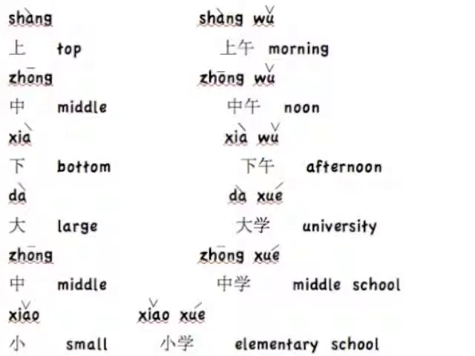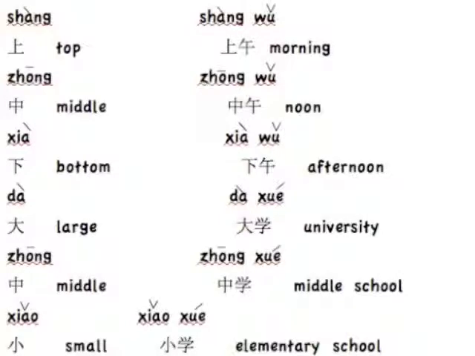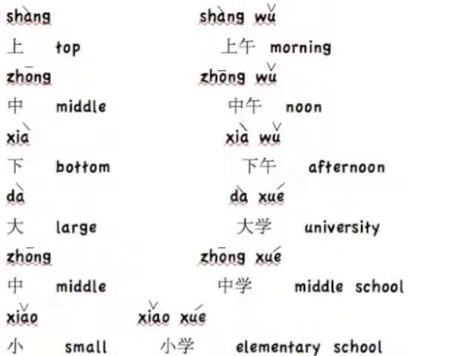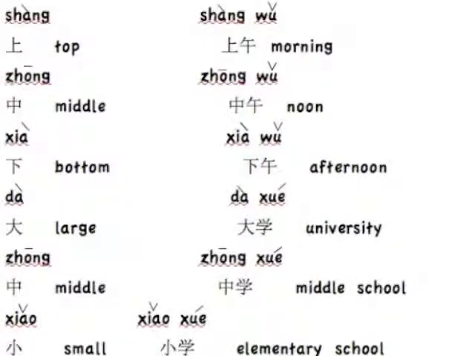上 means top, 中 means middle, 下 means bottom. 上午 means morning, 中午 means noon, 下午 means afternoon. So we can see that we use top, middle, bottom to show the position of the sun, and then we get 上午, 中午, 下午, which are simply 午 behind 上, 中, 下.